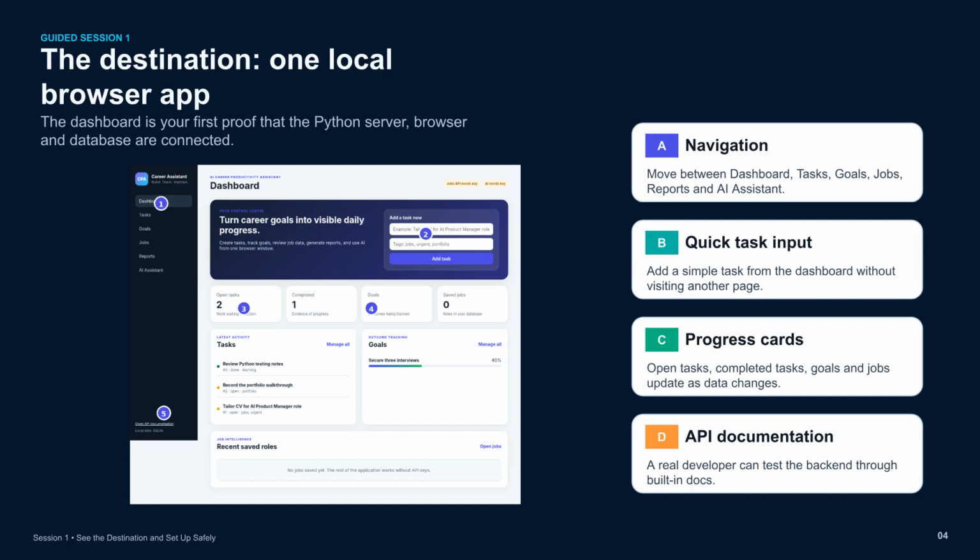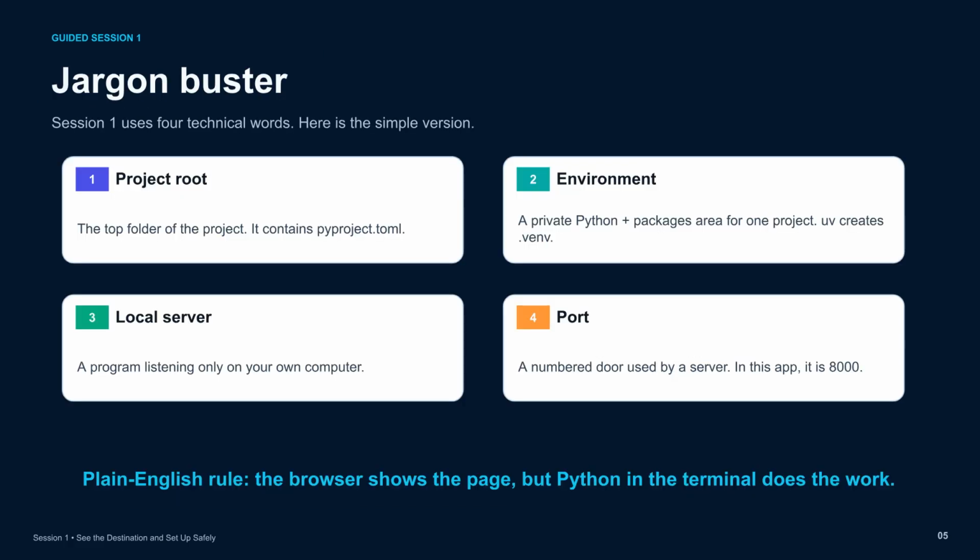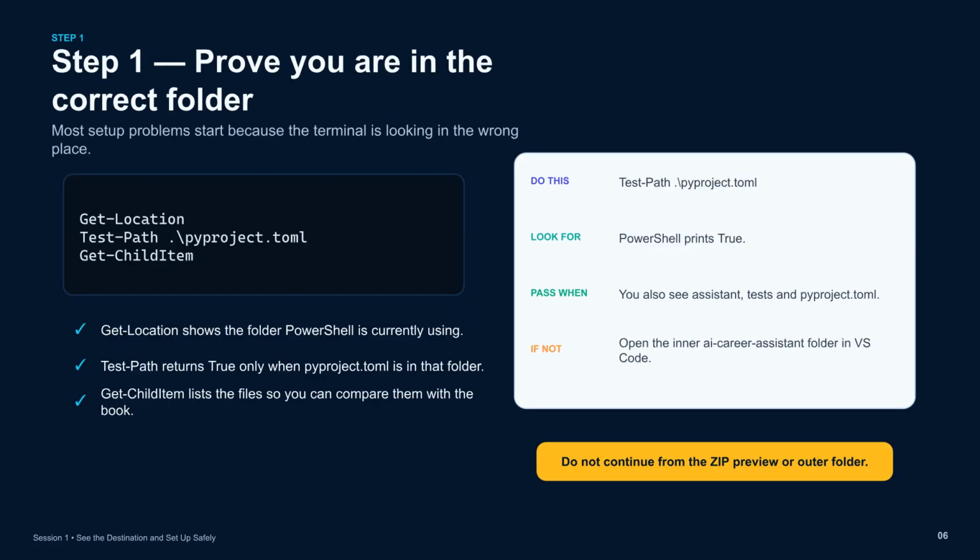Before we begin, let's clear up some jargon. The project root is your top-level folder containing the pyproject.toml file. An environment is a private workspace for your packages, created by UV. A local server is a program running only on your machine, and a port is the specific address, 8000, used to access it.